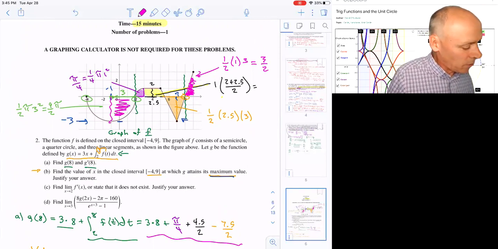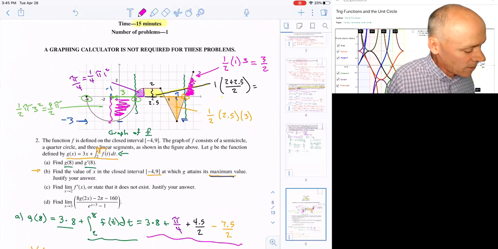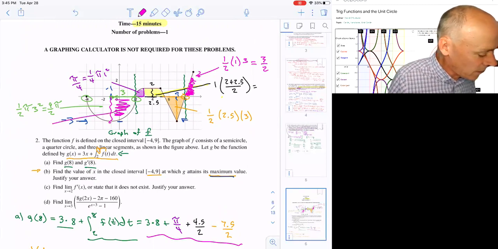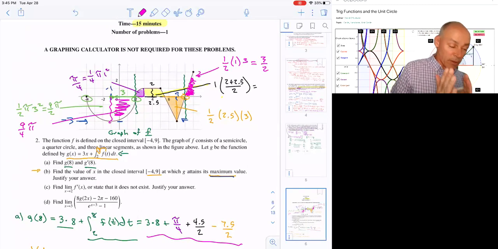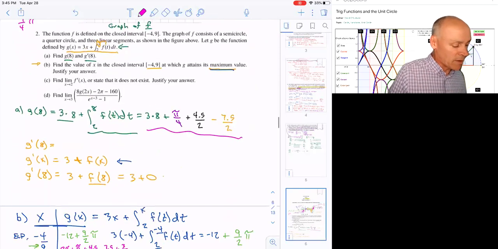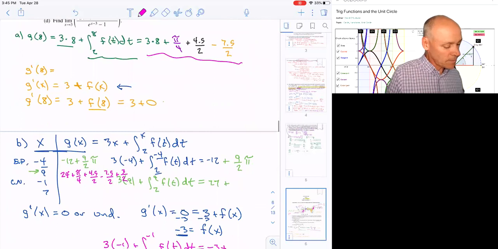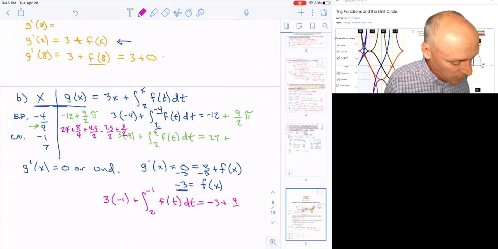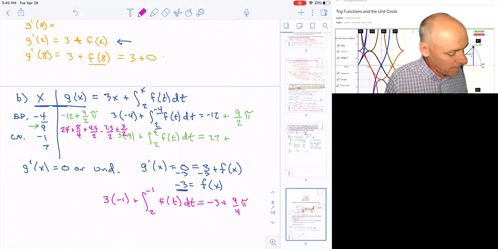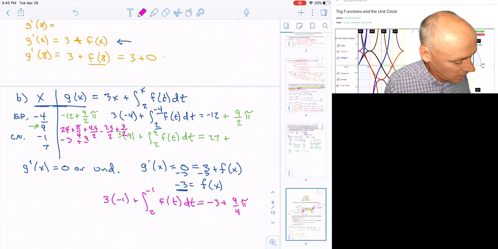So I'm looking at just half of that. Well, I know that whole thing was 9/2 pi, so half of that is going to be 9/4 pi. And again, I want to treat that as positive because the function's below the x-axis, but I'm integrating from right to left. So it's 9/4 pi. So negative 3 plus 9/4 pi. Sorry, this is a hot mess.